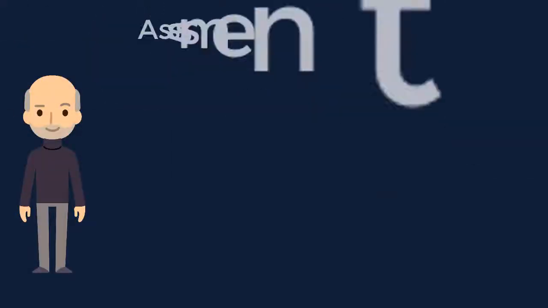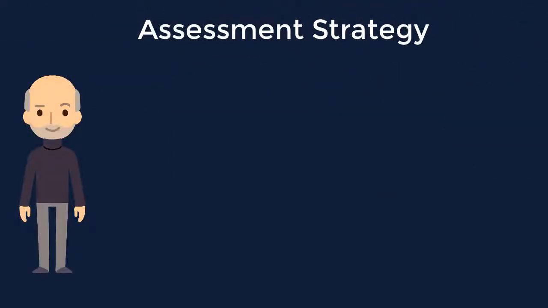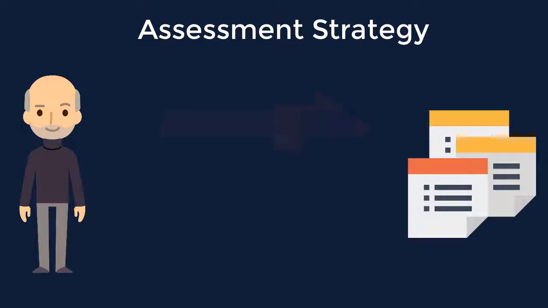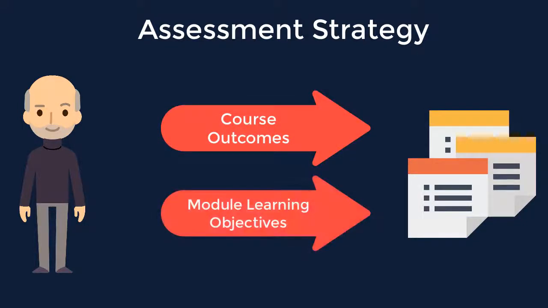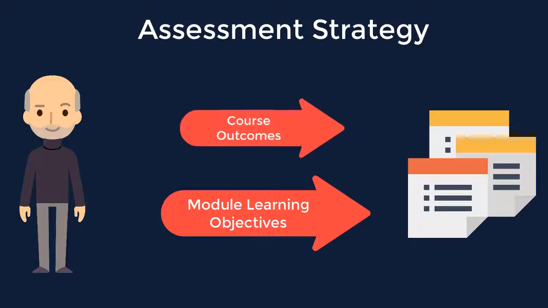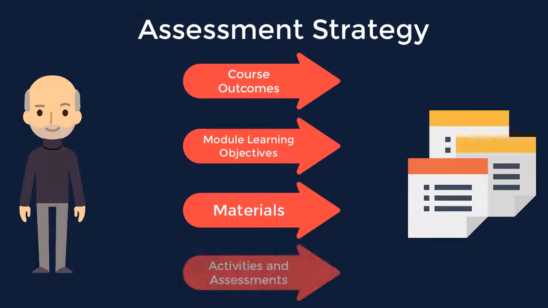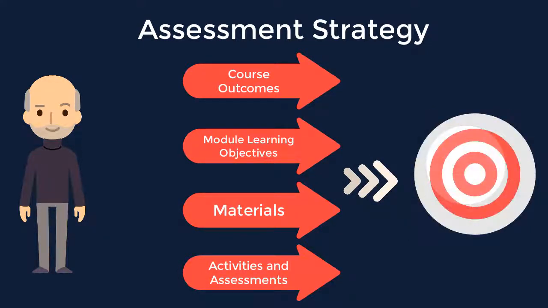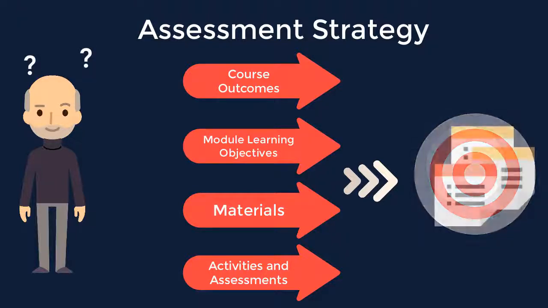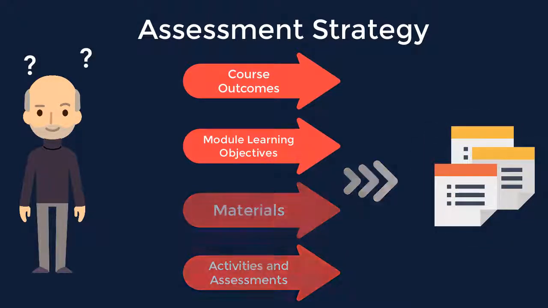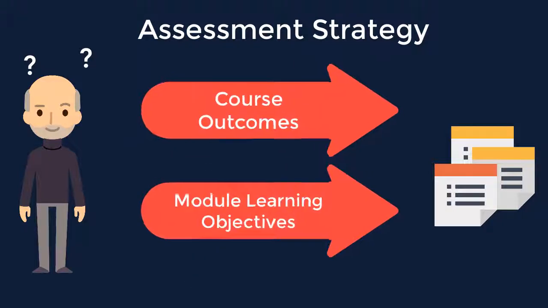In this video, we'll discuss how to develop a course assessment strategy that is aligned to course outcomes and module learning objectives. In a well-aligned course, the course outcomes, module learning objectives, materials, activities, and assessments should work together to help students meet their learning goals. Thus, when you begin thinking about how you will assess your students, it is a good idea to start with your course outcomes and learning objectives.